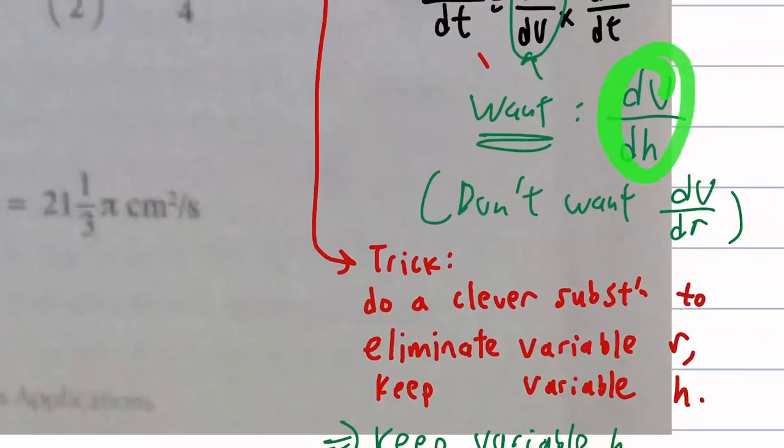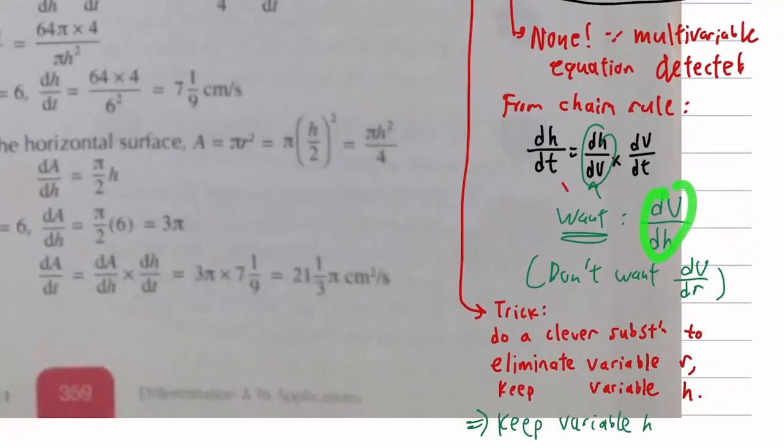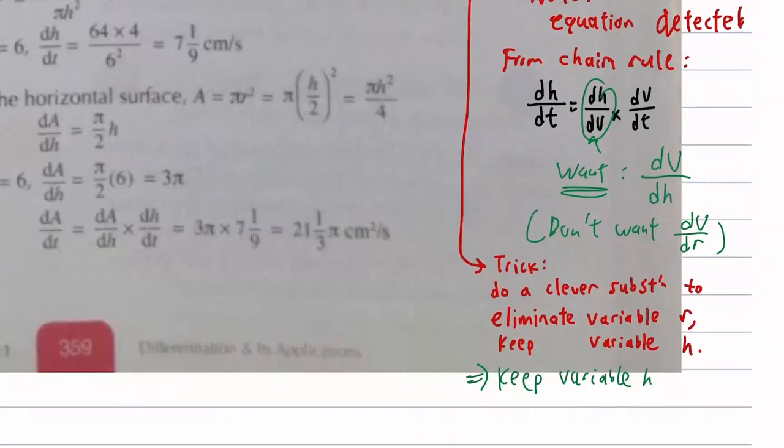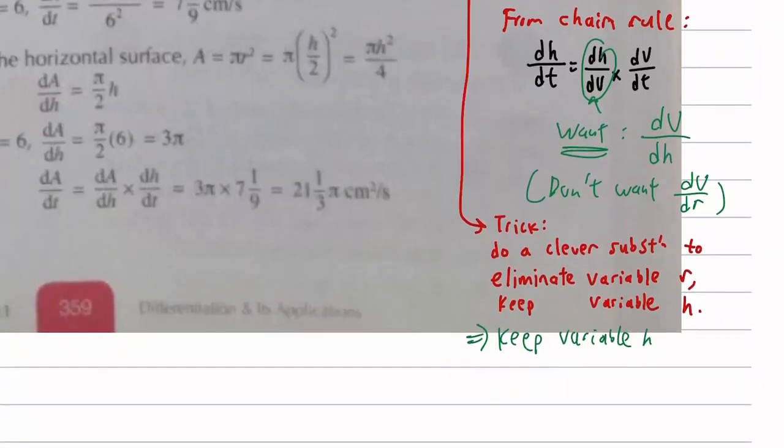Because I want dv by dh. Why do I want dv by dh? Because 1 over dv by dh is dh by dv. Why do I want dh by dv? Because of the chain rule trick. Is that the logical flow? Are you following the flow of the logic? Okay. Wow, very messy.